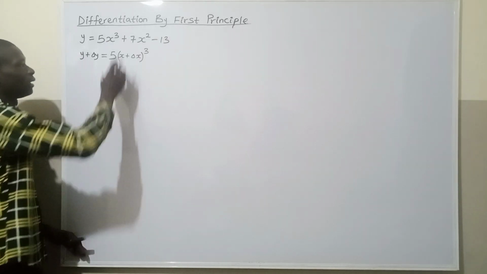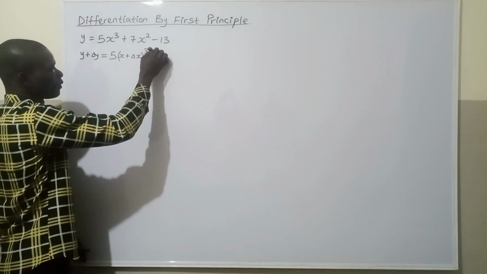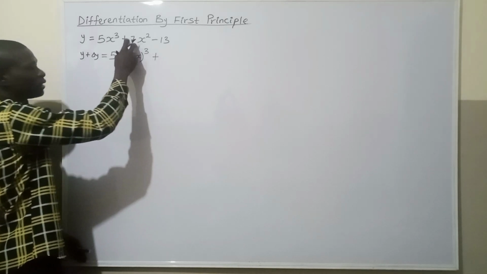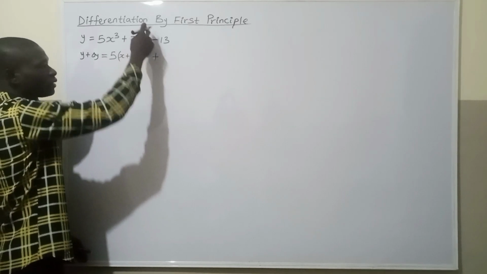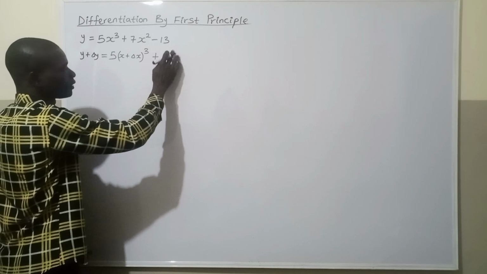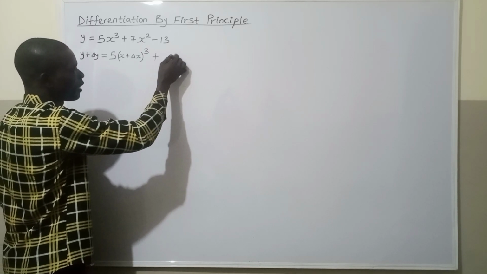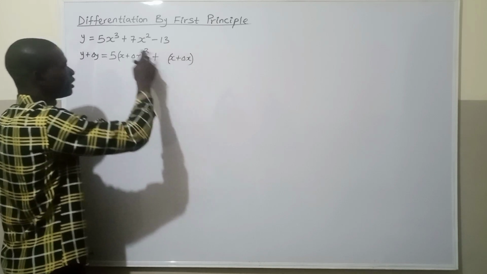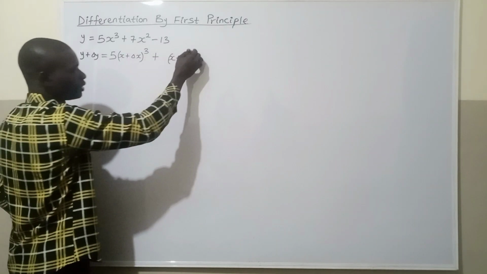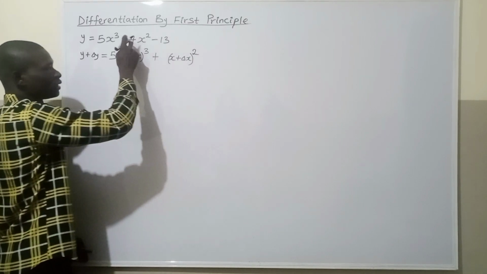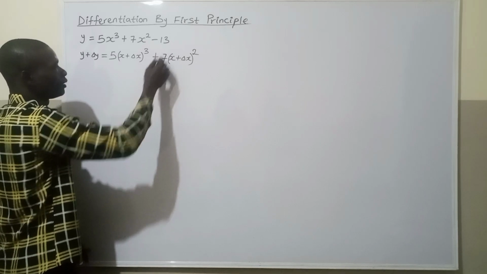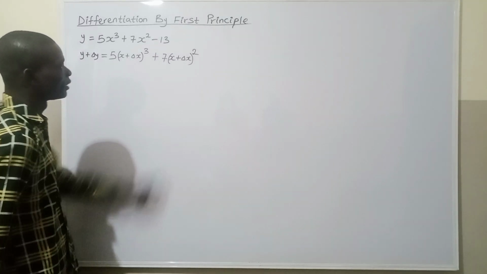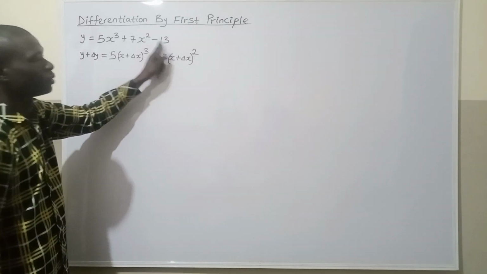Delta x. And then for the second one, since it is 7 here and it is x squared, we are going to have x plus delta x first of all, and then this x plus delta x will be squared as x was being squared, and then beside it there's going to be a 7.